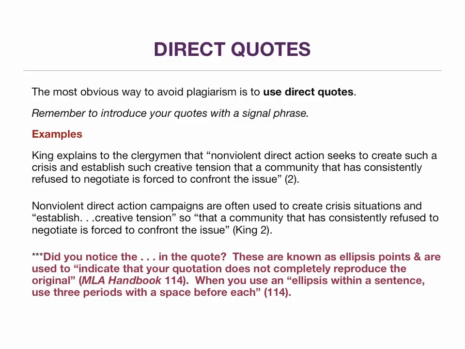These dots are known as ellipsis points and are used to indicate that your quotation does not completely reproduce the original. So you're letting the reader know, hey, it was presented in a slightly different way in the text, I'm leaving out some words. When you use an ellipsis within a sentence, you use the 3 periods with a space before each one.